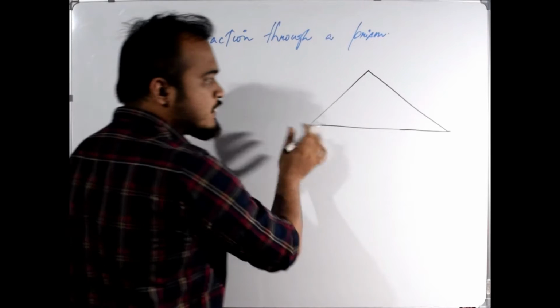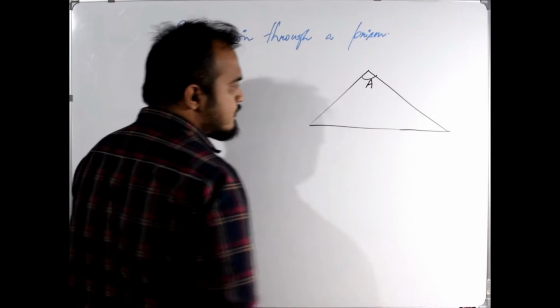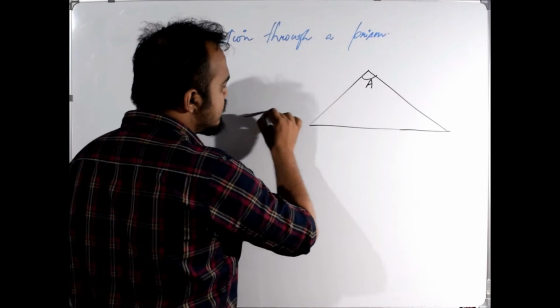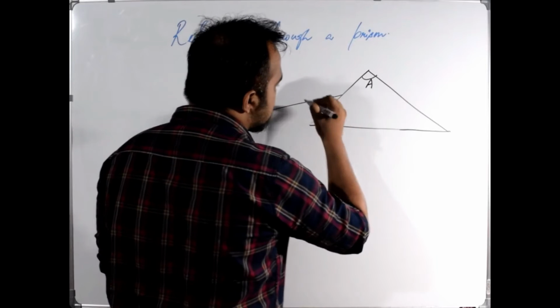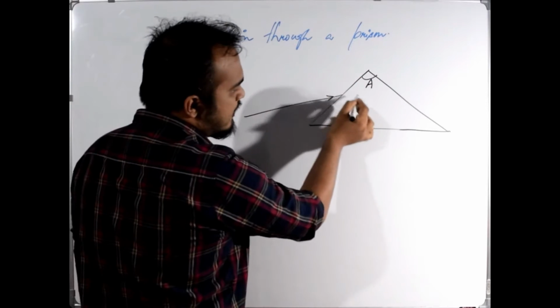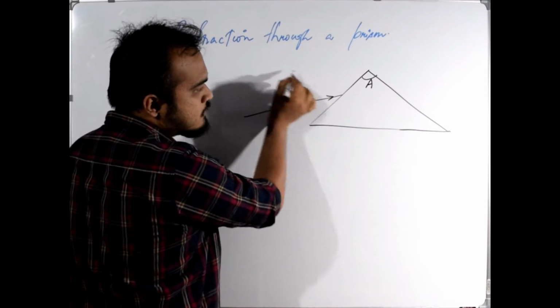So this is the transverse section of the prism. Here is the angle of prism, that is A. Now we will consider a ray which is incident on this surface. Let us consider this ray which is incident on this surface, and let us draw a perpendicular to this surface.